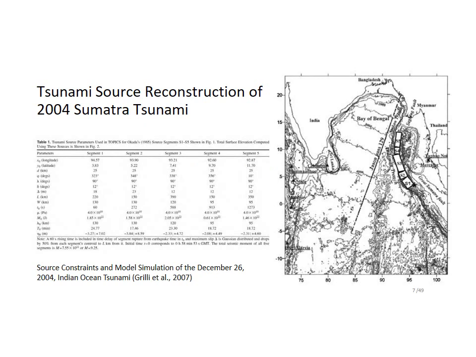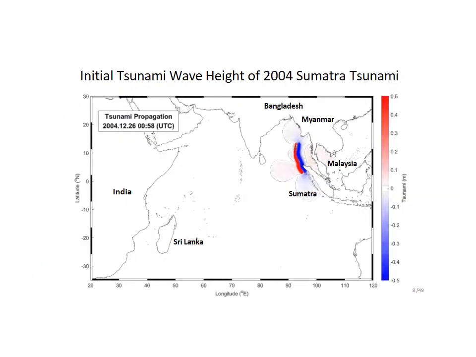The second case is about the 2011 Japan tsunami. In this case, we use the parameters from a 2015 paper. With these parameters, the magnitude is about 9.1 and the focal depth is about 20 kilometers. And now we are in the storm surge modeling part.